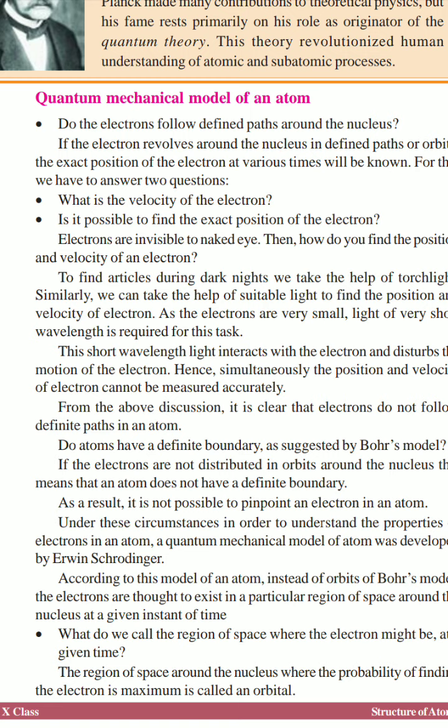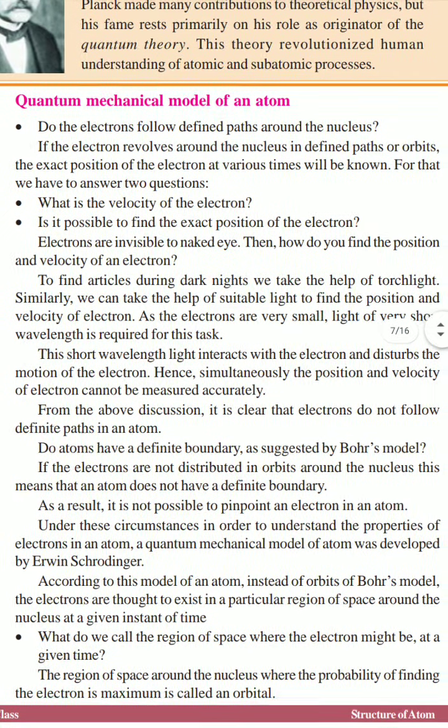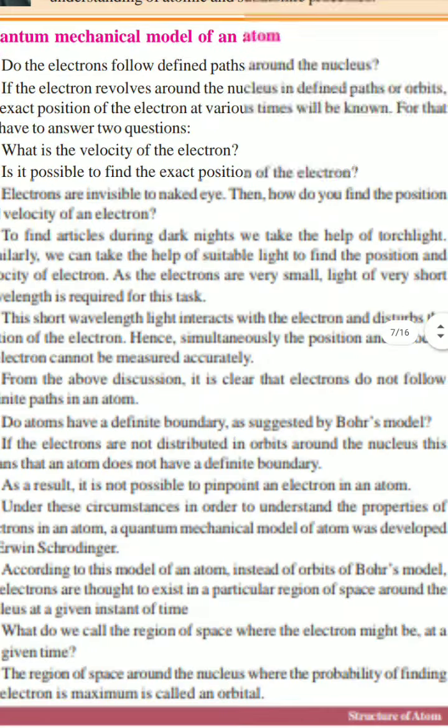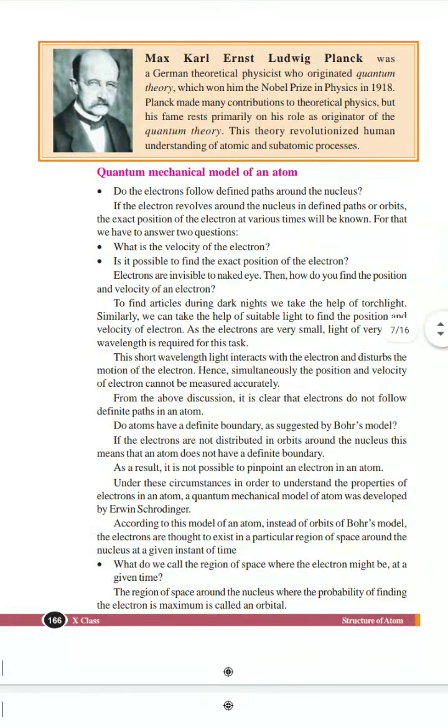To find articles during the dark night, we have to take the help of a torchlight. Like that, to know about the structure of the atom and the inner particles of the atom, we have to go for a high resolution spectroscope, meaning we have to find suitable light. But this short wavelength of light interacts with the electron and disturbs its motion. Hence the position and velocity of the electron cannot be measured accurately at the same time.